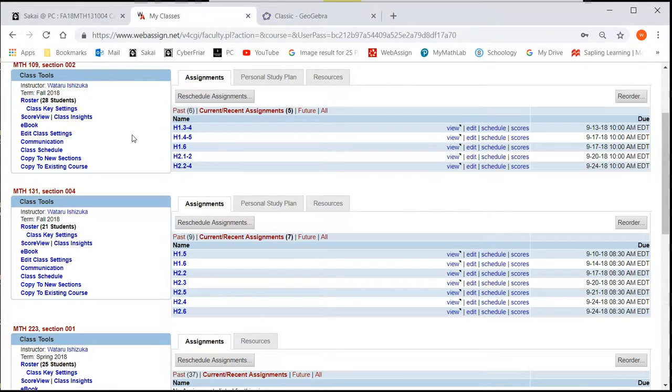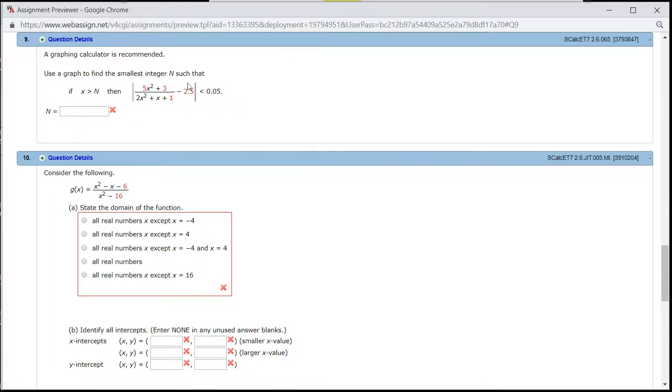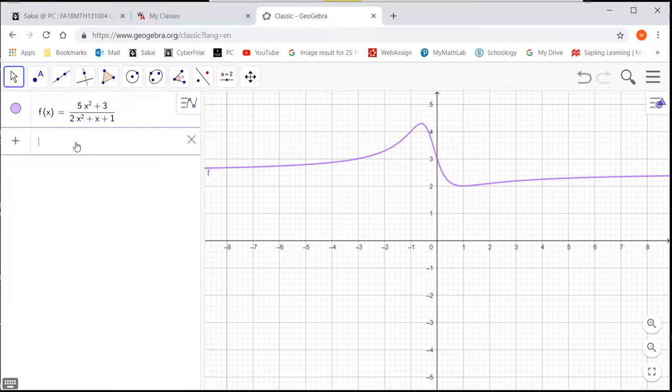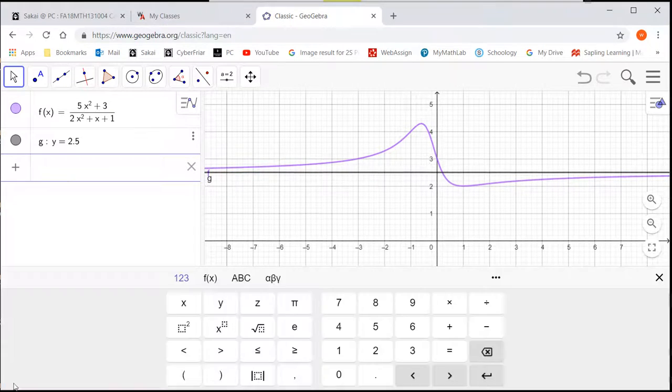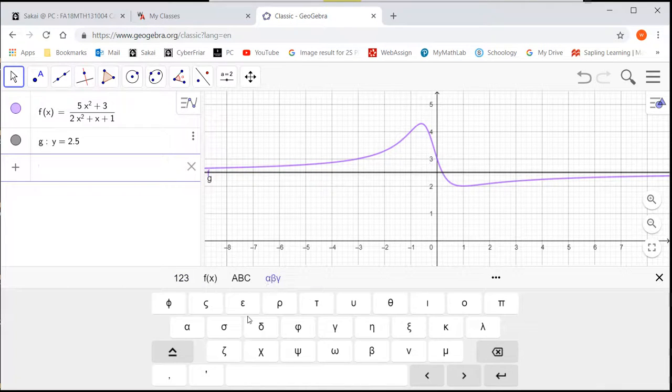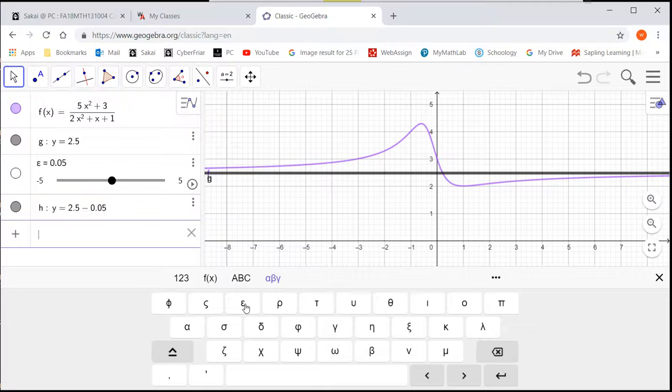Then the limit value is, let's see, 2.5. So what we can do is put y equals 2.5 and hit enter. Then the epsilon value. I'm going to set epsilon equal to 0.05. Hit enter. Then I'm going to do y equals 2.5 minus epsilon, and hit enter.